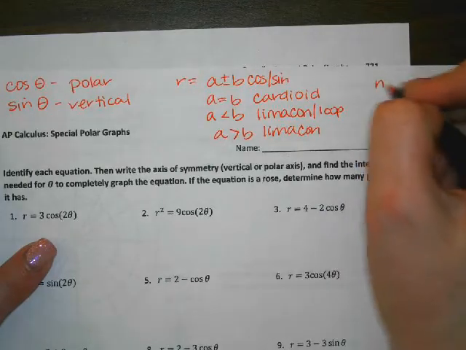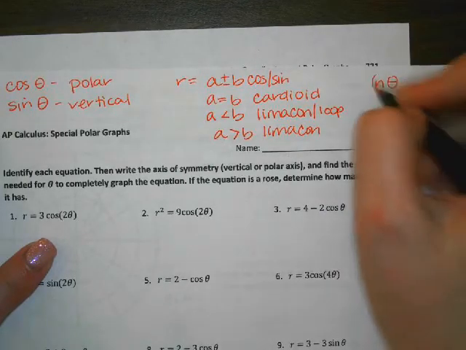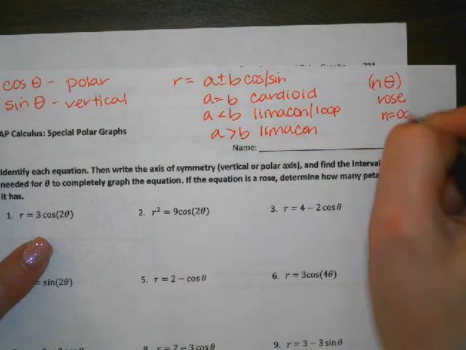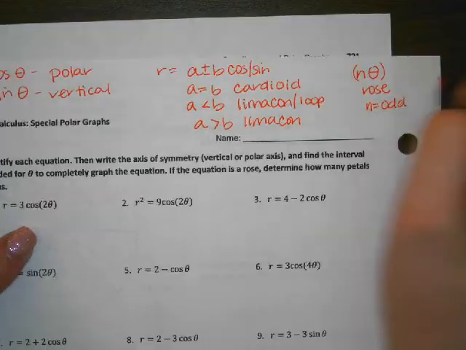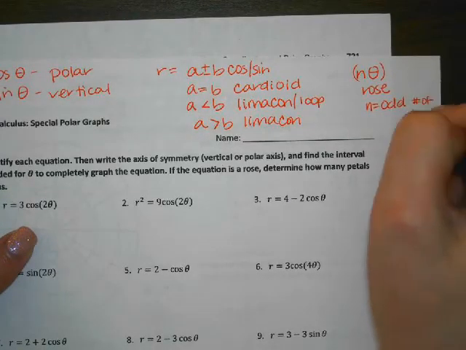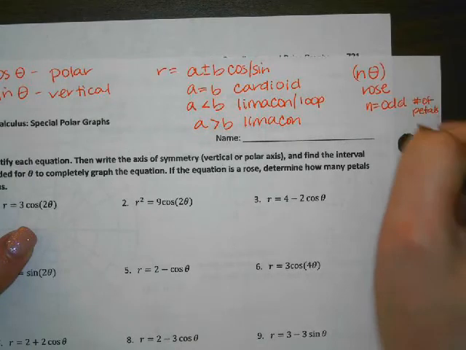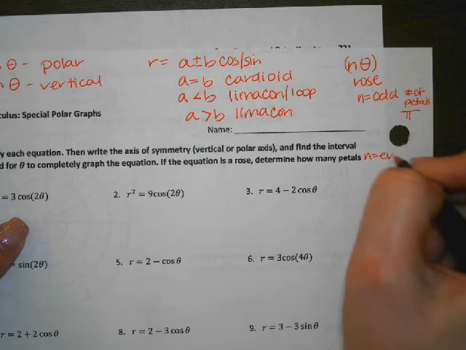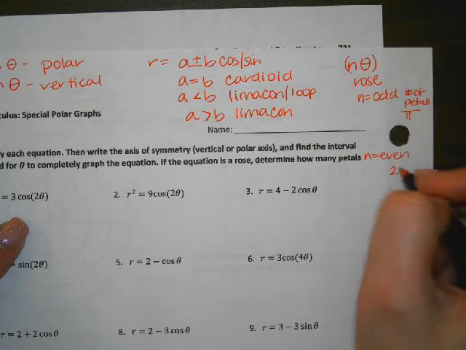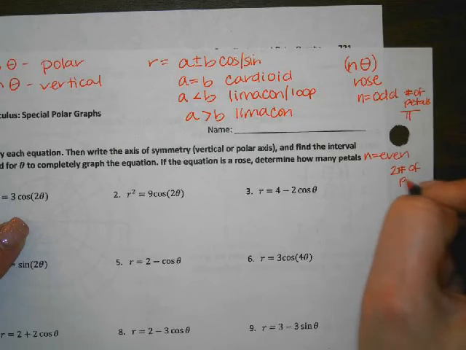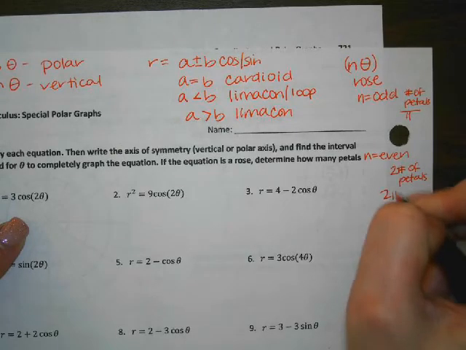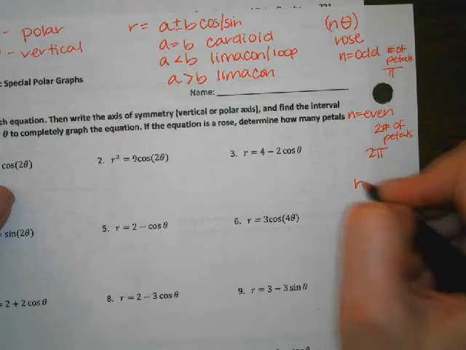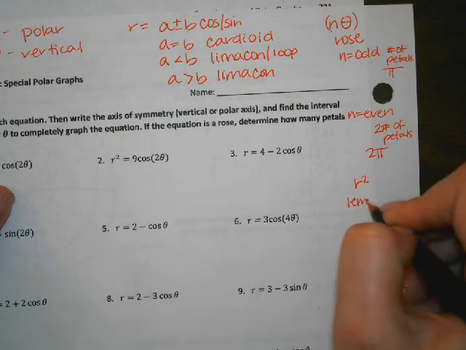If there's a number n in front of theta, then it's a rose. If n is odd, then that's the number of petals, and the period is pi, 0 to pi. If n is even, then it's 2 times the number of petals, and it's 2 pi. And then the last thing is that if it's r squared, then it's a lemniscate.